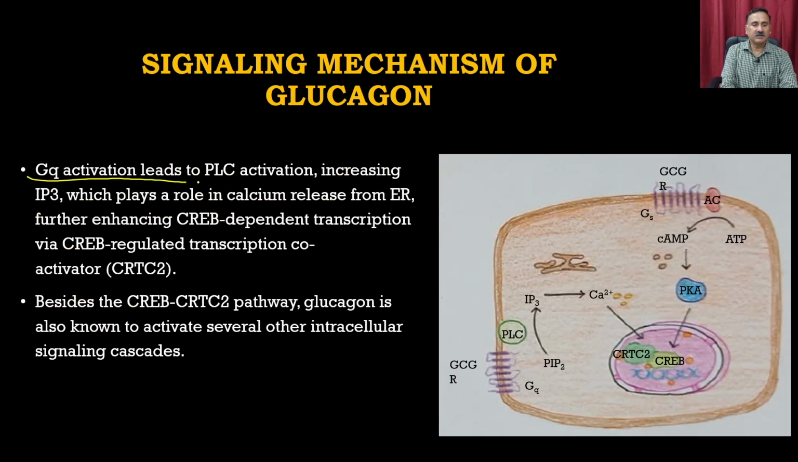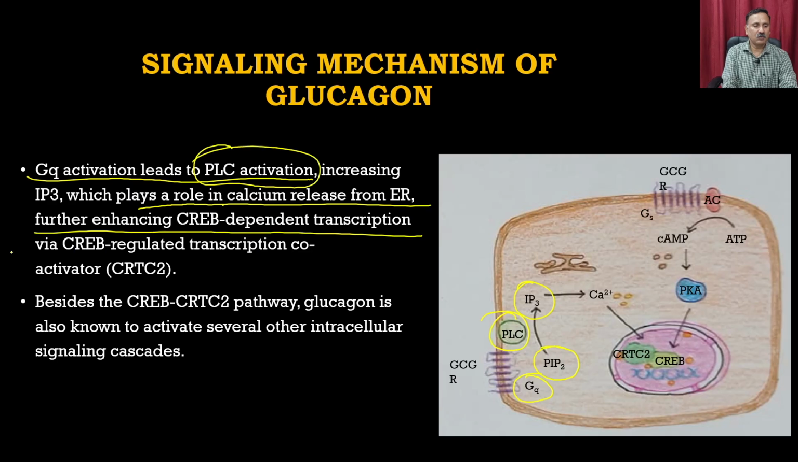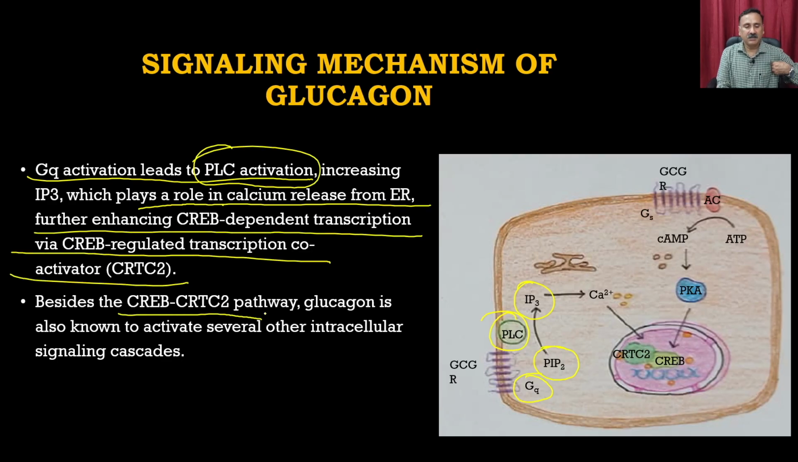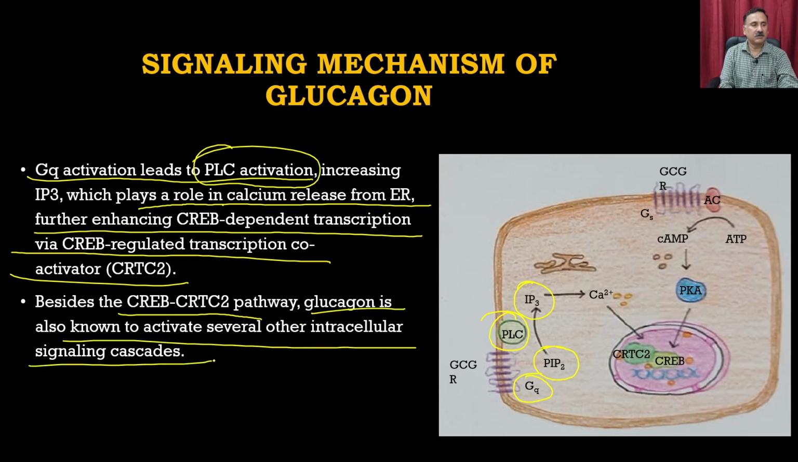So GQ activation leads to the phospholipase C activations. On the other hand, the GQ is going to activate the phospholipase C, right? And the phospholipase C is going to convert the PIP2 into IP3, right? And which plays a role in calcium release from the ER, further enhancing the CREB dependent transcription via the CRTC regulated transcription factors. Besides the CREB and CRTC2 pathway, glucagon is also known to activate several other intracellular signaling cascades.